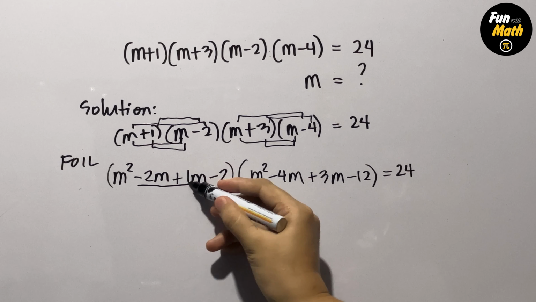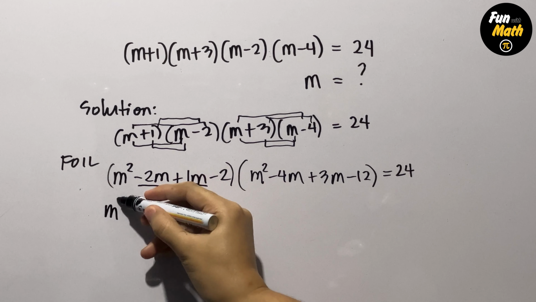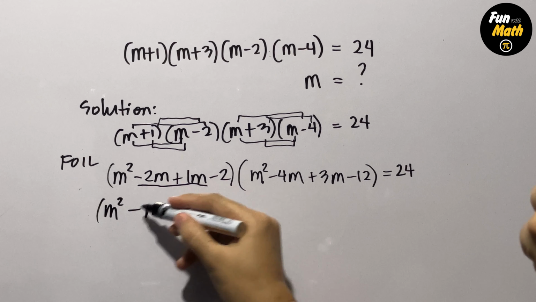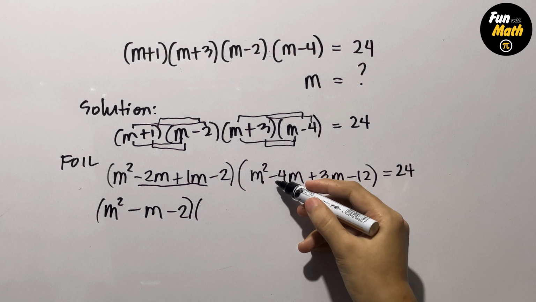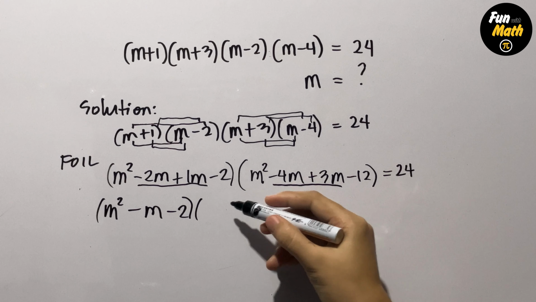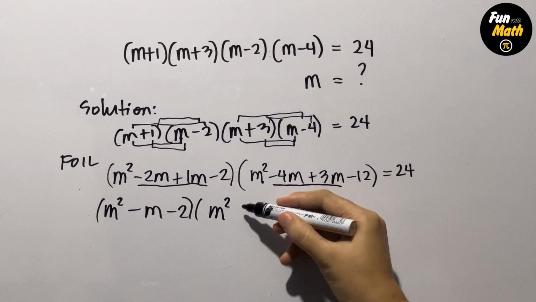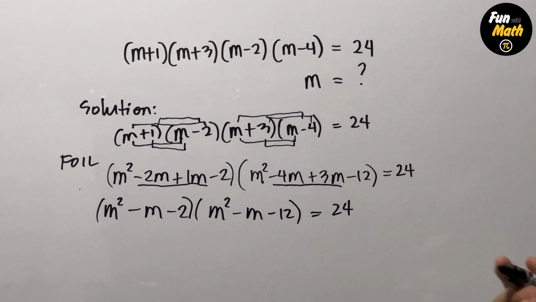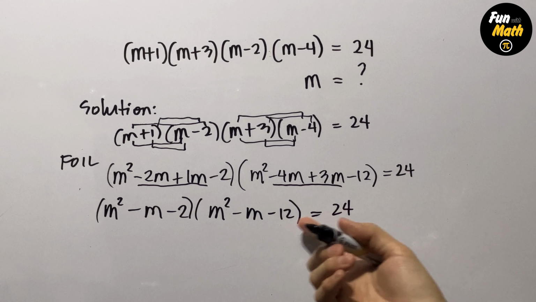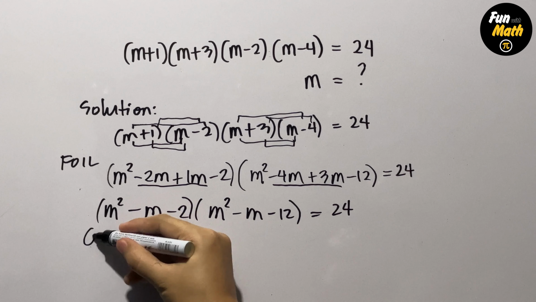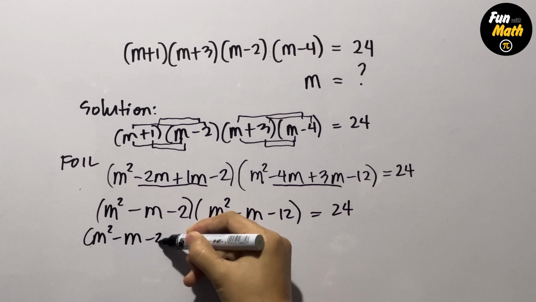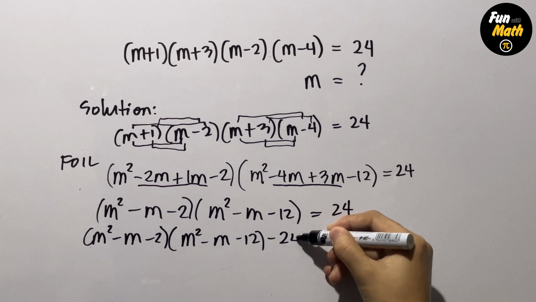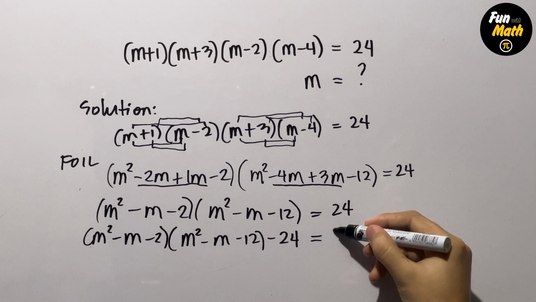So negative 2m plus 1m, that is m squared minus m minus 2, times here, negative 4m plus 3m, so that is m squared minus m minus 12. It's equal to 24. Next, we are going to take 24 to the other side. So this is now (m squared minus m minus 2)(m squared minus m minus 12) minus 24, and it is now equal to 0.